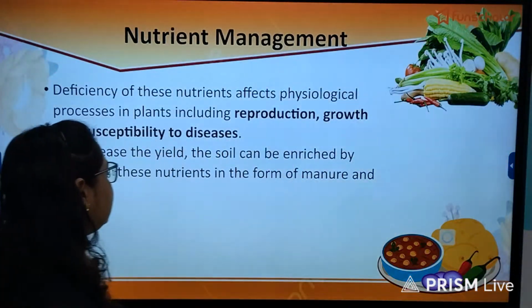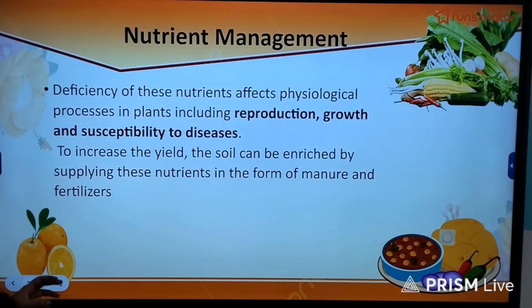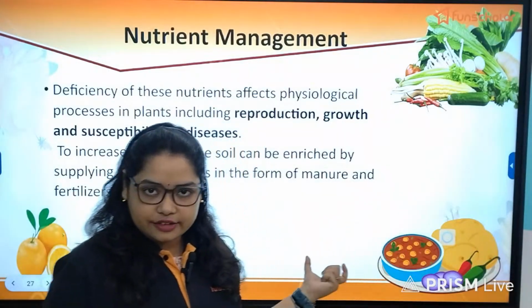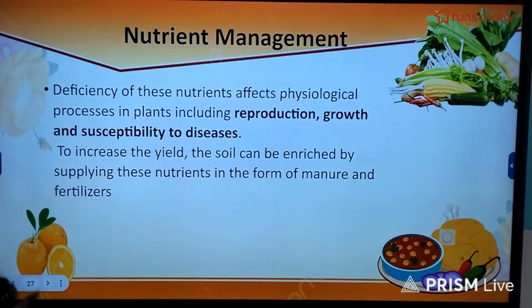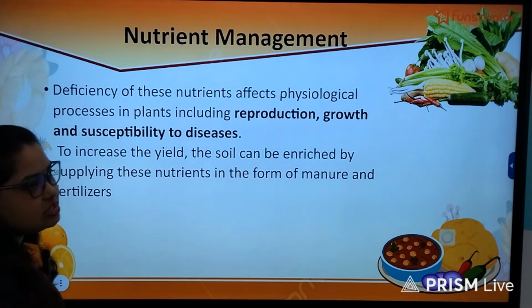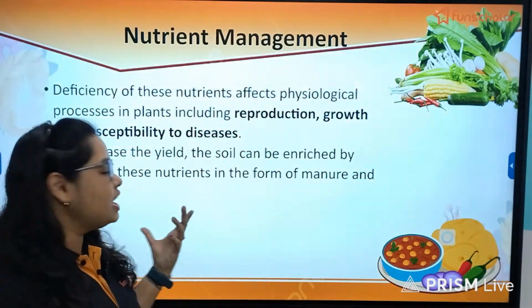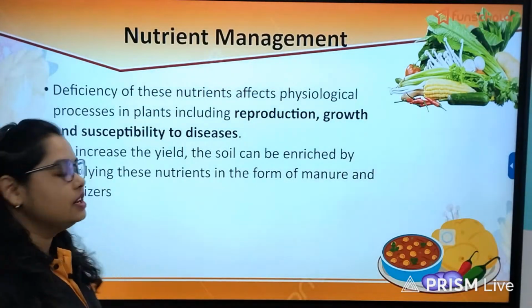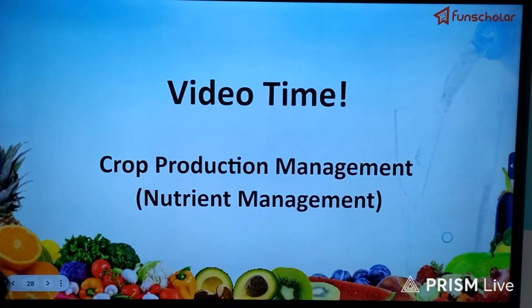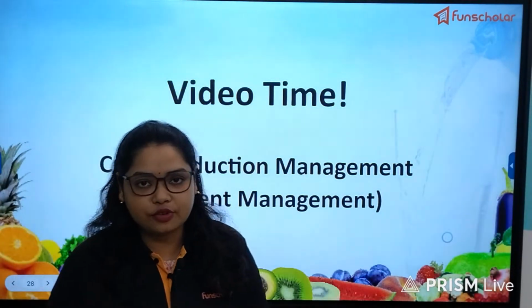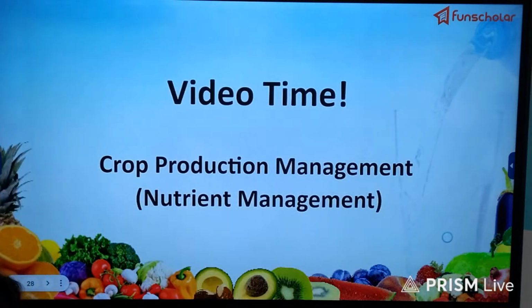We need to manage the nutrients either in the form of manure, which we know is the organic form to supply nutrients, or through fertilizers, which is the artificial manner, because these are synthetic substances prepared in the laboratories. Now, what are the types of nutrients and how can we supply them? For that, we need to watch this video.